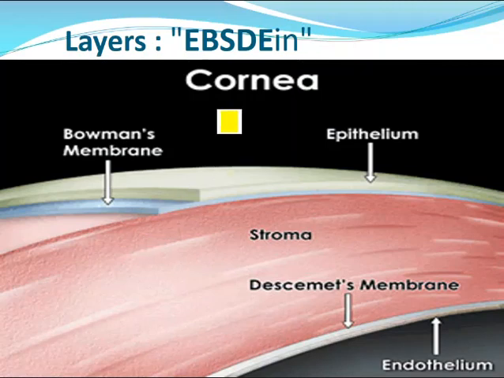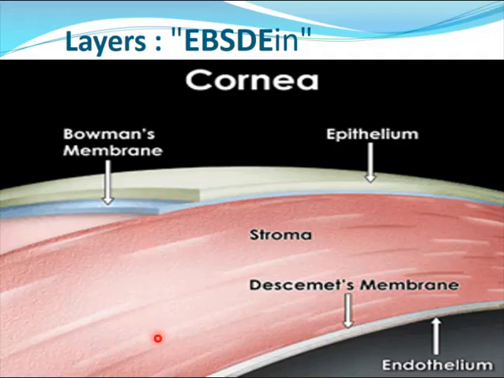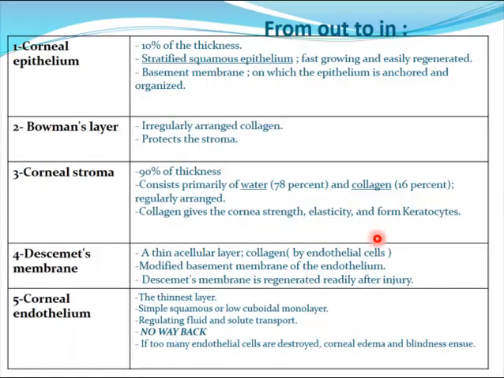بالnext slide راح نعرف layers of the cornea. We have 5 layers. This is the epithelium, Bowman layer, stroma, represent about 80% of the thickness of the cornea, and the endothelial cells. The corneal epithelium represent 10% of the thickness, consists of stratified squamous epithelium, fast growing and easily regenerate. The basement membrane on which the epithelium is anchored and organized.